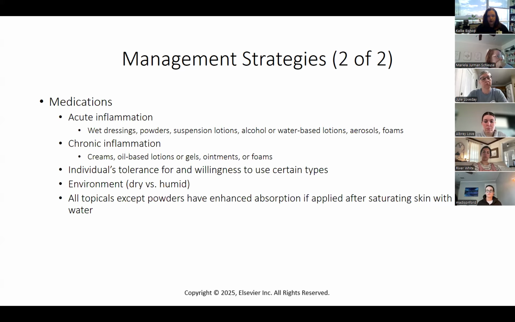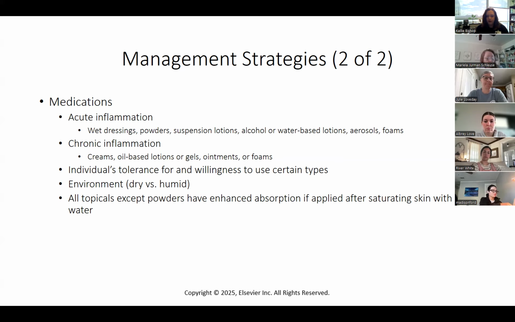The environment matters too, whether it's dry or humid. Eczema is the worst in really dry climates and really humid climates and generally does okay in between. That's why we see so much of it here, because we're either really dry or really humid. We don't really have an extended period of time during the year where we're in between. So that's why we see a lot of eczema.